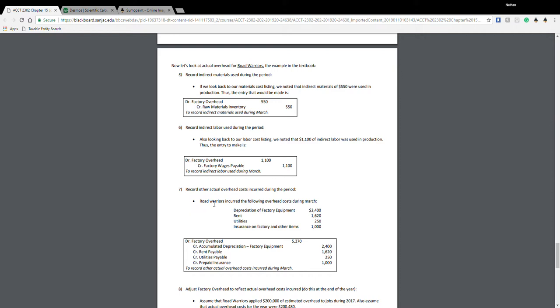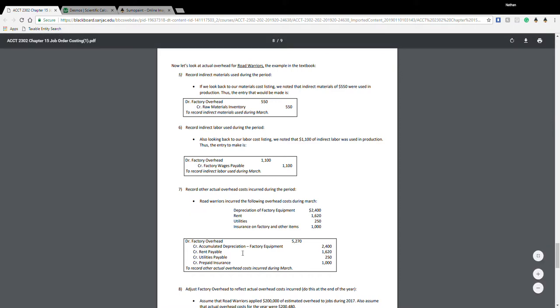And we also credit prepaid insurance for that insurance on factory. And we'll keep going for other items that are not related to indirect labor or indirect materials. So we will have this kind of journal entry. Again, first one you want to start with are your credits, and then total them up, and that will get you to your factory overhead that you debit. Okay, rock on.